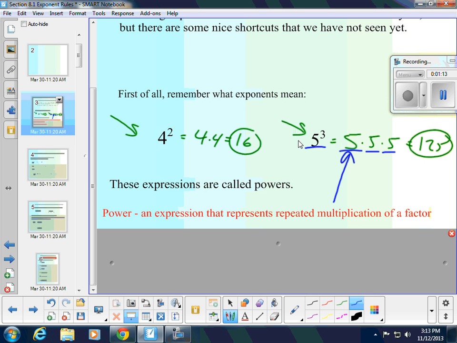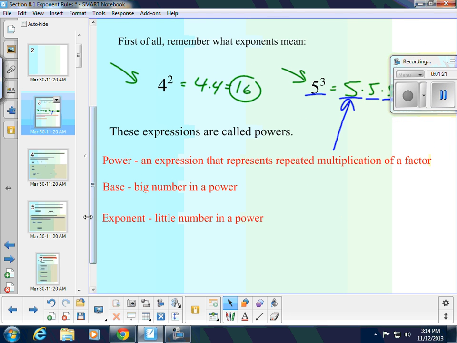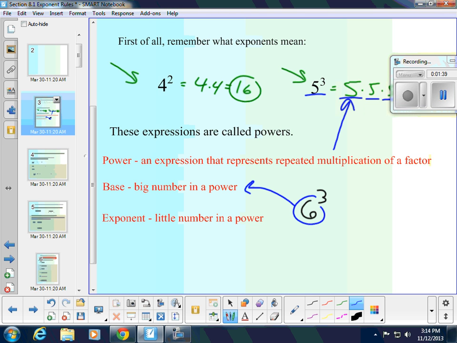And these numbers, the big and small number, have names as well. The big number in the power we call the base. The little number is the exponent. If you want to make a little example, kind of like the ones I have up there, maybe something like 6 to the third power. The base, the bigger number, is the number that we're going to multiply by itself however many times. So in this case, 6 is the base and the exponent 3 means we're going to multiply that number by itself 3 times. So 6 times itself 3 different times.